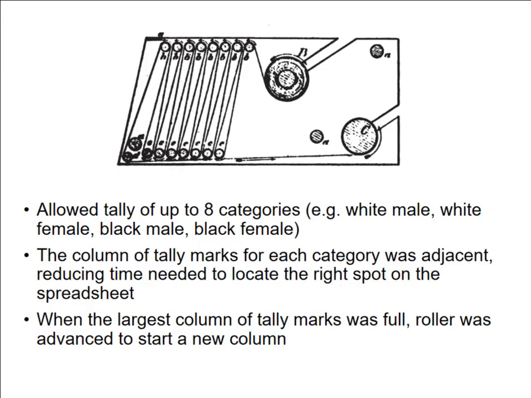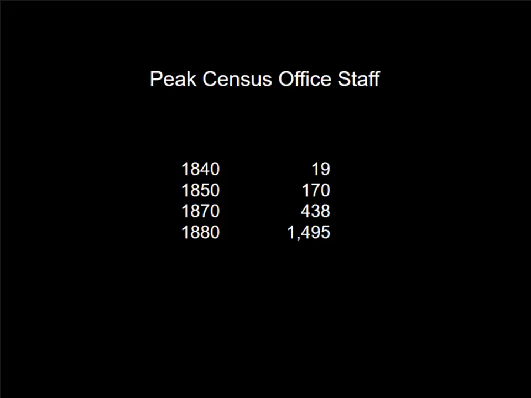He got a $15,000 bonus because his boss, Francis Walker, made a petition to Congress that it had saved 29 person years of a clerk's work, and that was the salary of 29 clerks. But subsequent analysis has suggested that this was grossly exaggerated. It didn't work, and as you can see, the number of peak census office staff doing tabulation continued to rise until by 1880 it was almost 1,500.